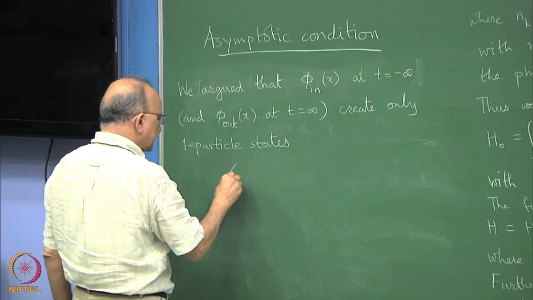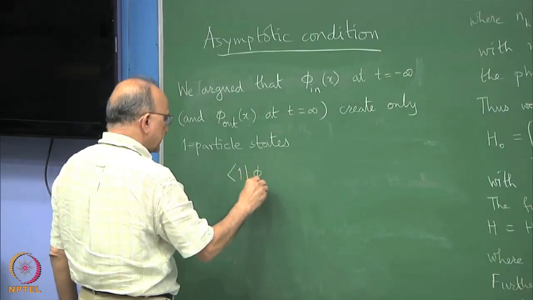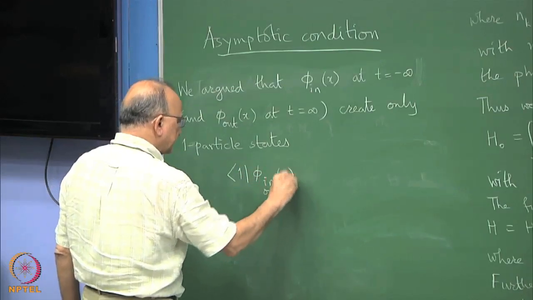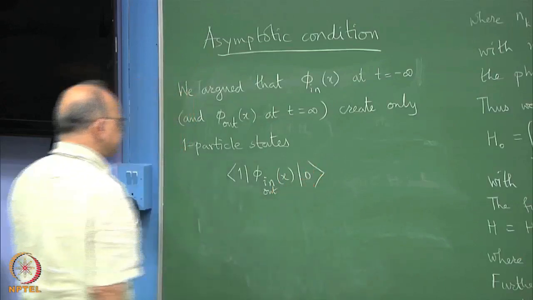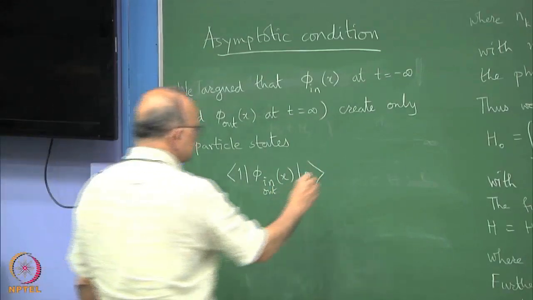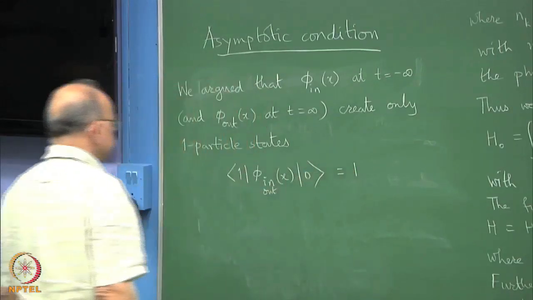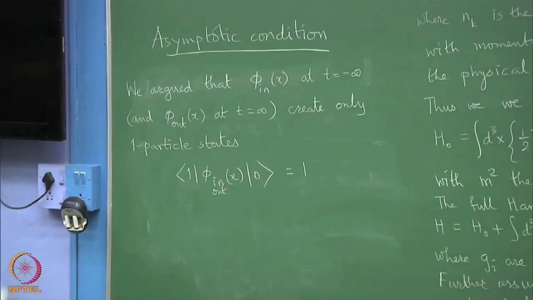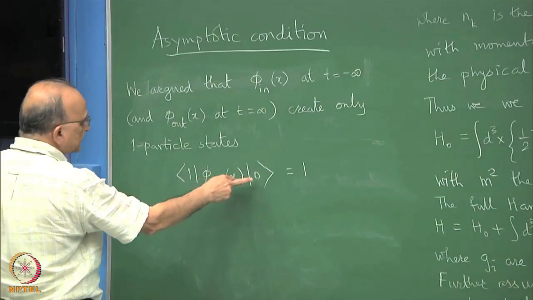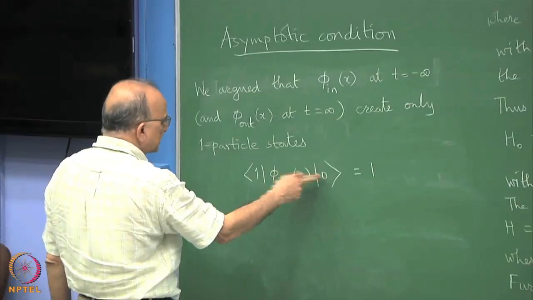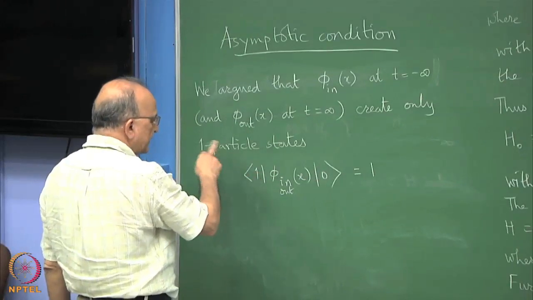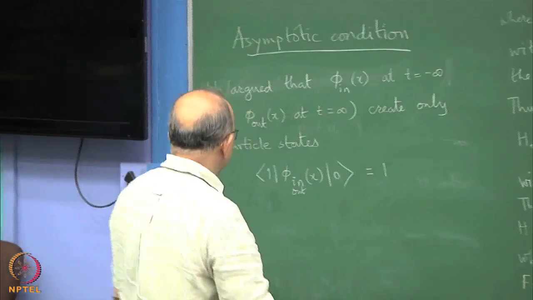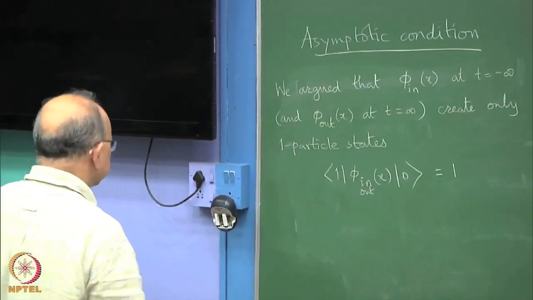So we say the overlap of one, phi in or out of x on vacuum, is equal to 1. Okay. So the creation operator from this will create one particle out of this, its overlap with this will be 1, and then there is a delta function which will give you 1.